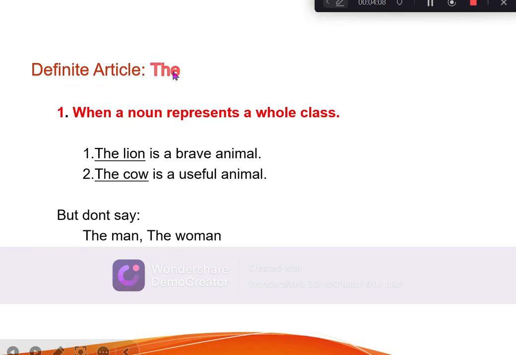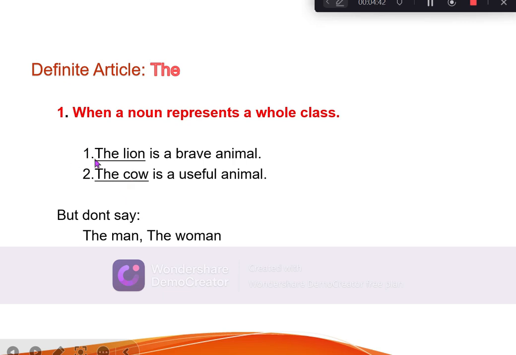The definite article the is used when a noun represents a whole class. Look at the sentences. The lion is a brave animal. The cow is a useful animal. In the first sentence, the lion is a brave animal, it means one lion is representing the whole class of lions, the lion family. The cow represents in the sentence the whole class of cows, all the cows of the world.